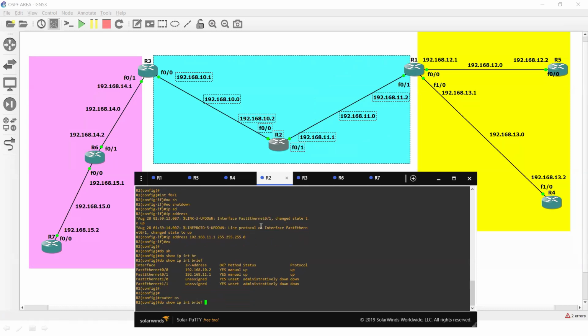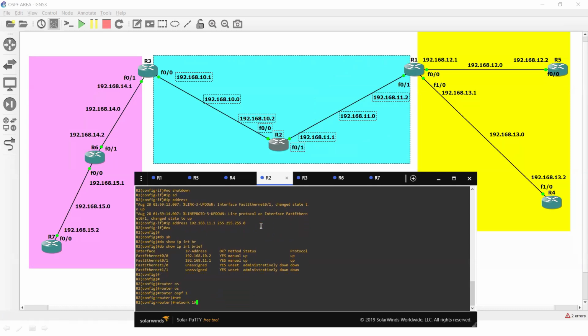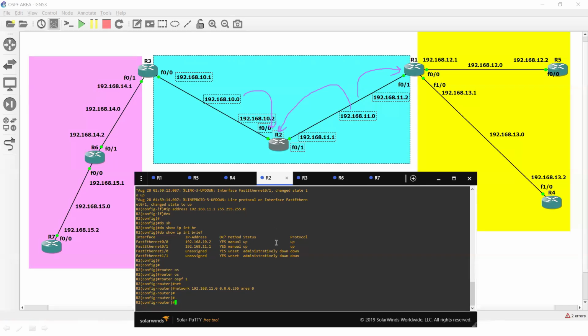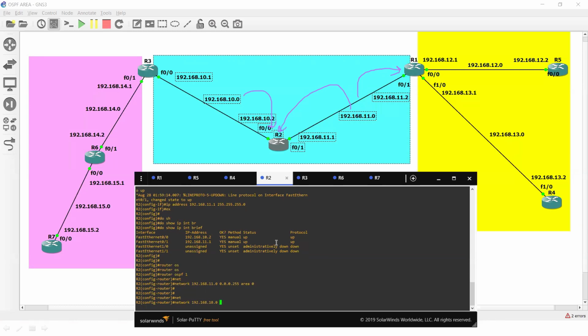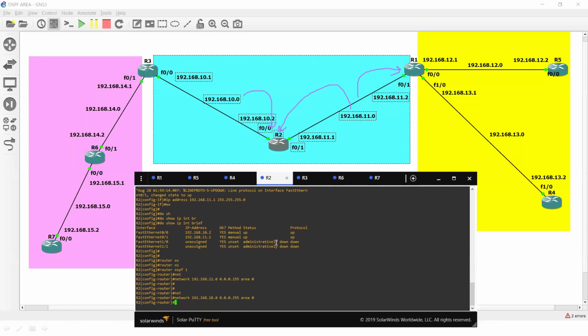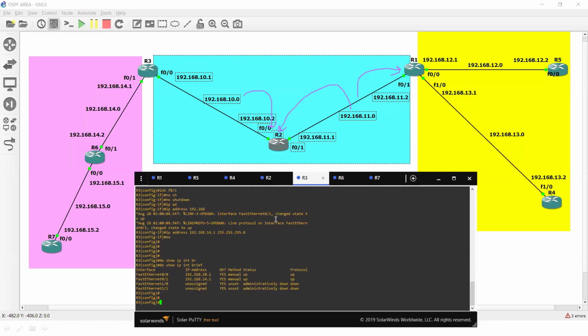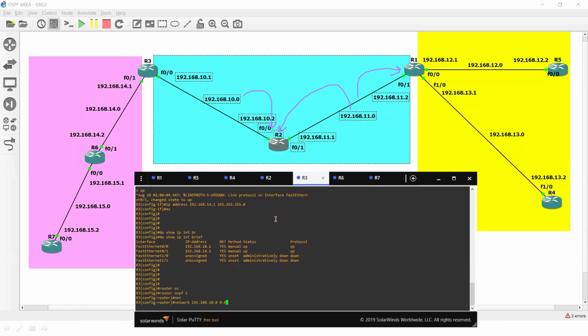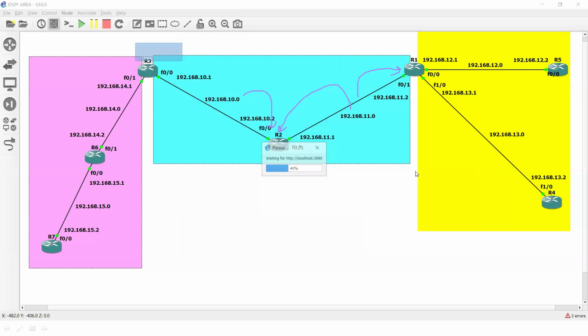Okay. Now let's go to R2 and do the same. Router ospf 1, network 192.168.11.0 0.0.0.255 area 0. So we have just advertised this network on this side also. Now we are going to advertise this other network on this router. Put the command network 192.168.10.0 0.0.0.255 area 0. Let's go to R3 and we'll also do the same. Router ospf 1, network 192.168.10.0 0.0.0.255 area 0. So we have just configured area 0 on these three routers.